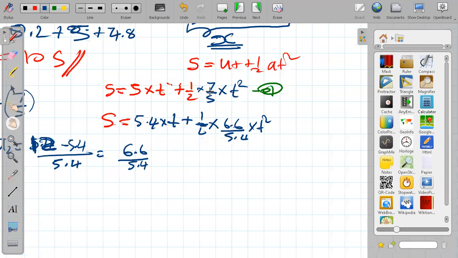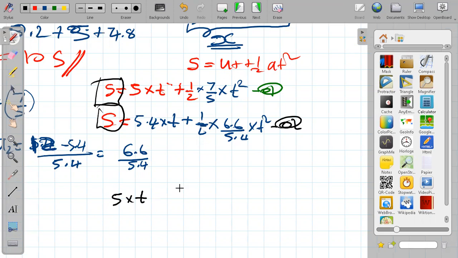If what I'm doing is a little unclear, ask me after I finish. So the displacement is the same, so what you can do is equate them. 5t plus half into 1.4 t square, that's going to be equal to 5.4t plus half into 6.6, which can be simplified to 11/9 t square.